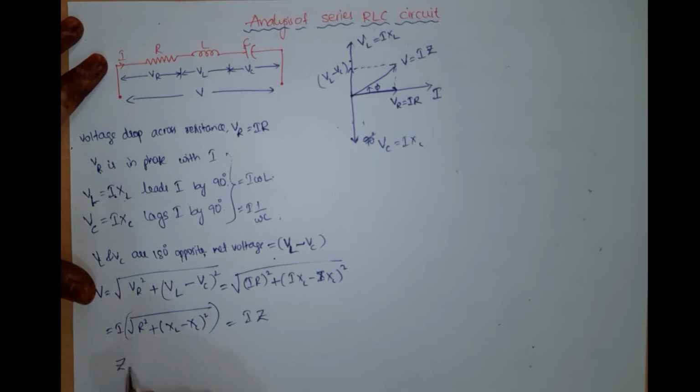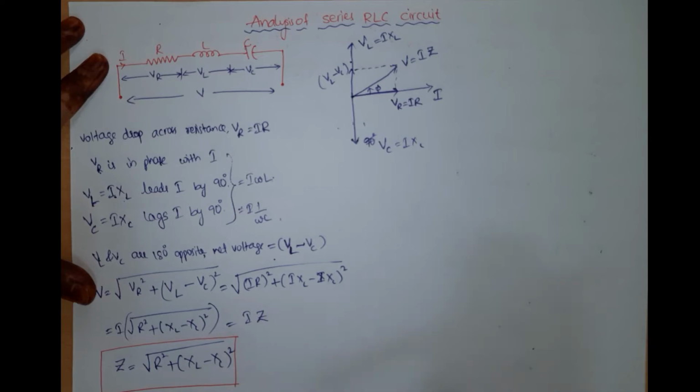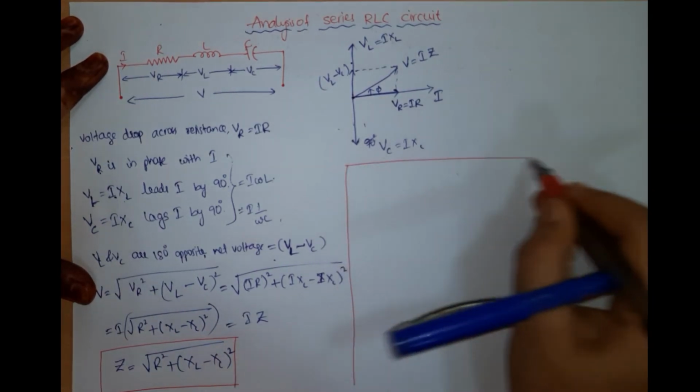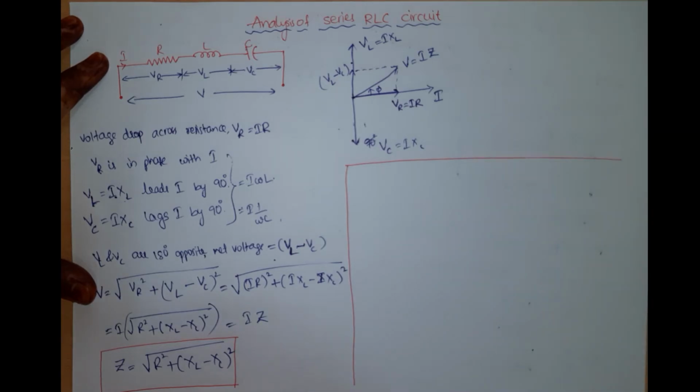Right? Let me write it down, where Z is equal to under root of R square plus XL minus XC the whole square. So what is the value of Z in case of RLC series circuit? It becomes under root of R square plus XL minus XC the whole square. Right? Now let us look at some more different parameters.